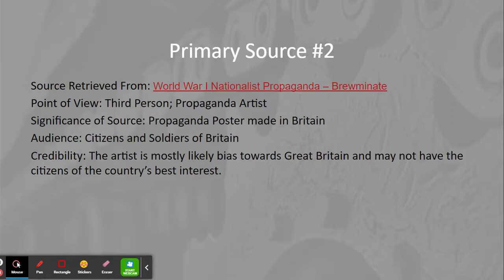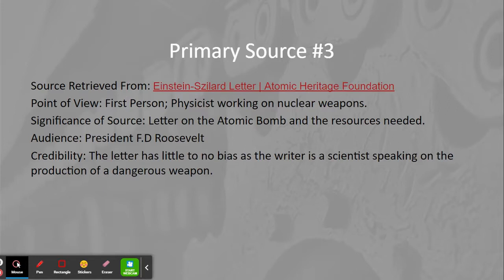Primary source 2. This is a propaganda poster made in Britain. The artist is most likely biased towards Great Britain and may not have the citizens of the country's best interests. Primary source 3 is a letter on the atomic bomb and the resources needed. The letter has little or no bias, as the writer is a scientist speaking on the production of a dangerous weapon.